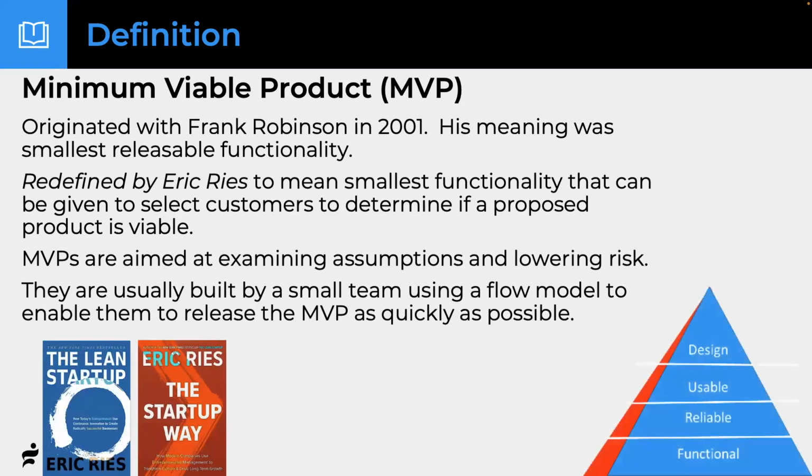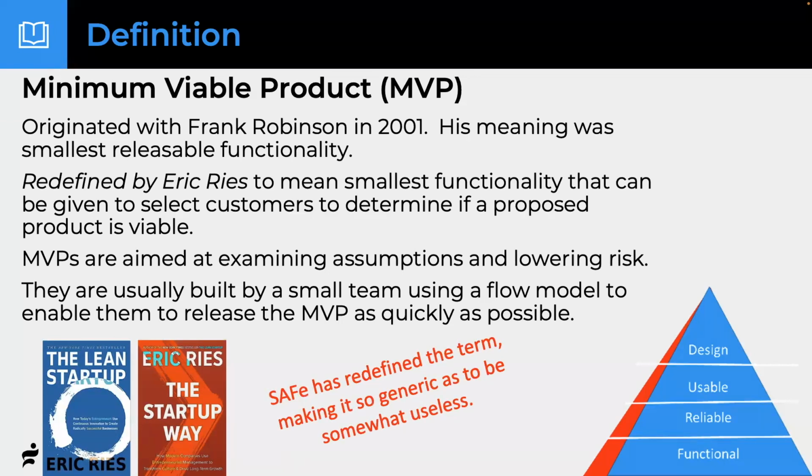And it's not like a part of a system, it's really a full slice: design, usability, reliable, and functional that you're getting. And the idea is you can use it to check the viability of the architecture, the design, but it's typically geared toward the customer. Is this viable? So we don't usually worry so much about architectural issues. In fact, it could even be a prototype, but it could be you're building a full system end to end, but just building it thin slice at a time to get feedback. Now, unfortunately, SAFe has redefined the term, making it so generic that it's almost useless. So I'm not going to be talking about their term, but the MVP as Eric Ries defined it.